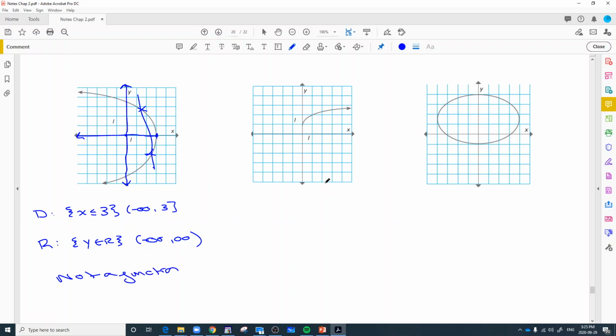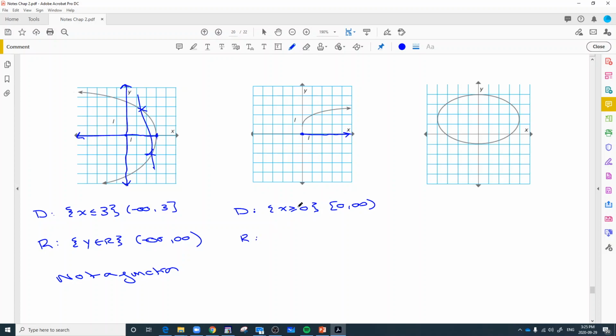All right, 2 more. Looking at the domain of this graph, I'm always looking at where the graph starts. If you look at this one, I see that on the x-axis, it's starting down here at 0, and then it's going to the right. So my domain would be the set of x such that x is greater than or equal to 0, or you could write it in interval notation, 0 up to infinity.